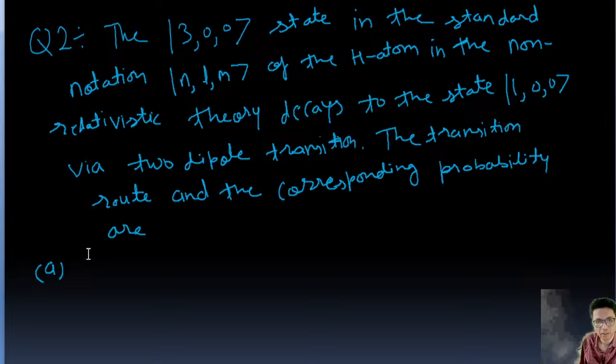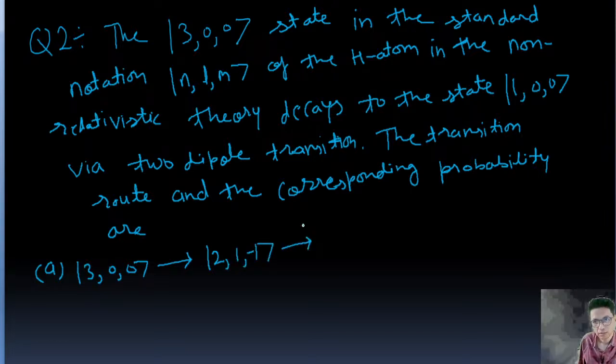Option A: 3, 0, 0 decays into 2, 1, -1 state, and then it decays into 1, 0, 0, and the corresponding probability is given as 1 by 4.